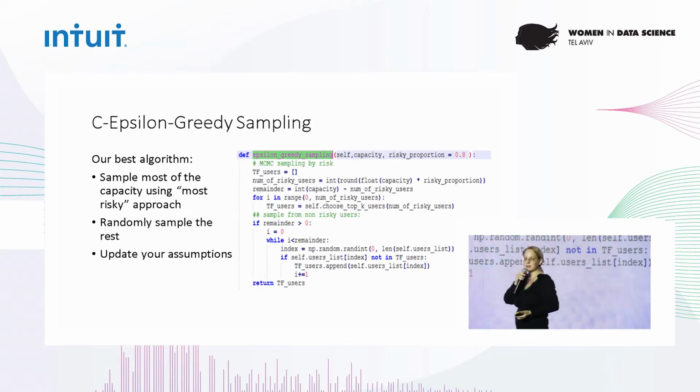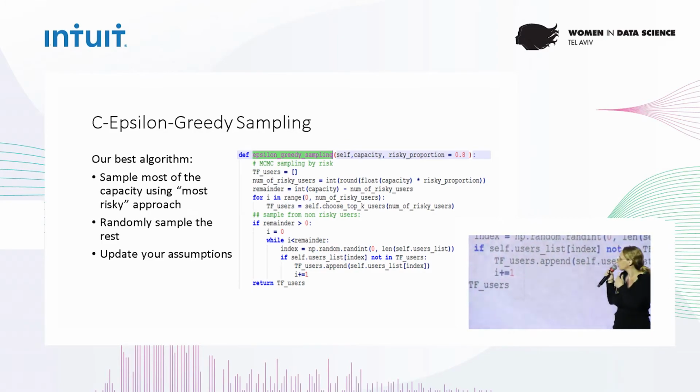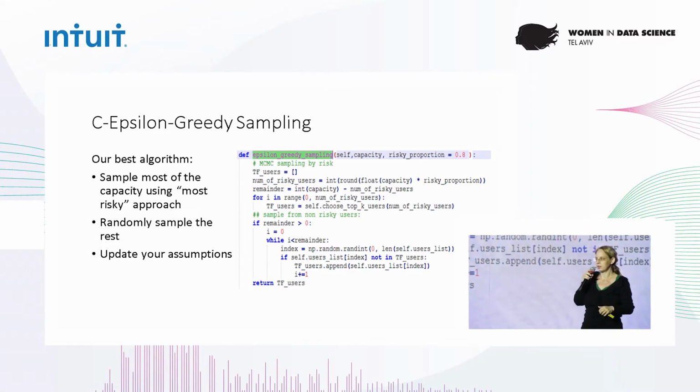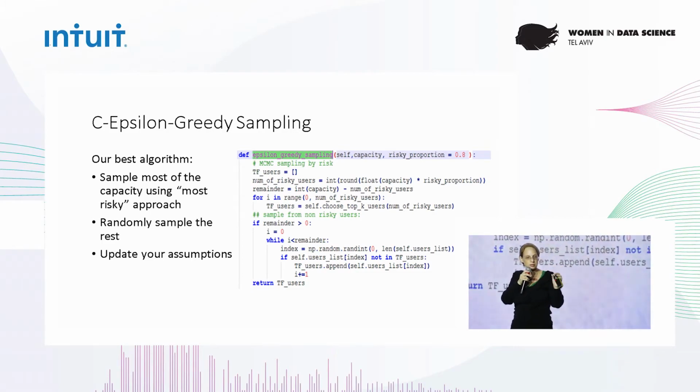How do we implement the epsilon-greedy strategy? As I said, most of our capacity is going for exploiting. That means we're using the most risky approach. And a small portion of our capacity, the remainder, is sampled randomly to generate the exploration motive.